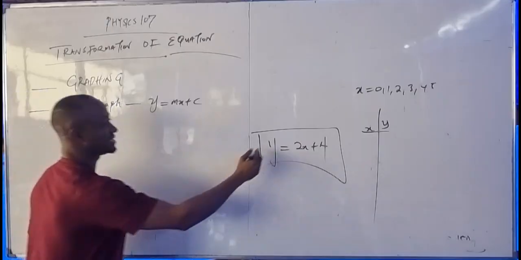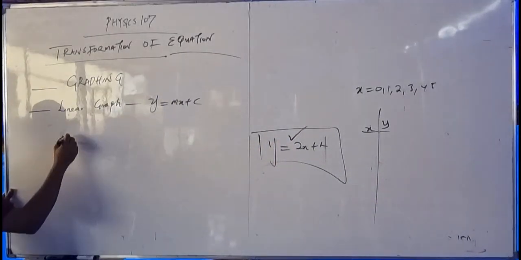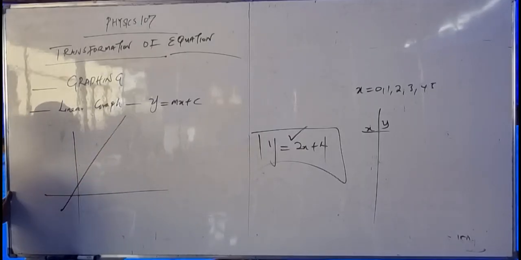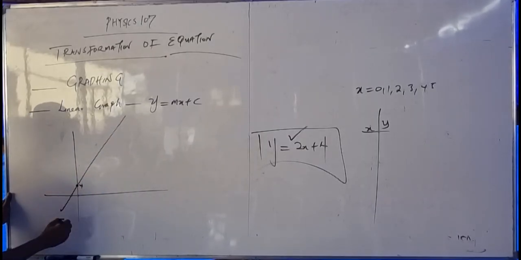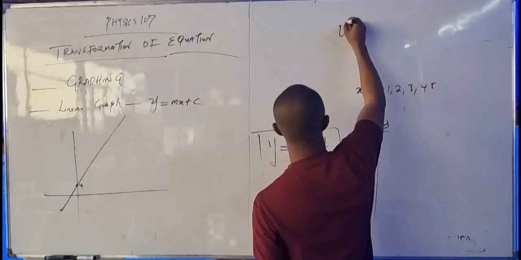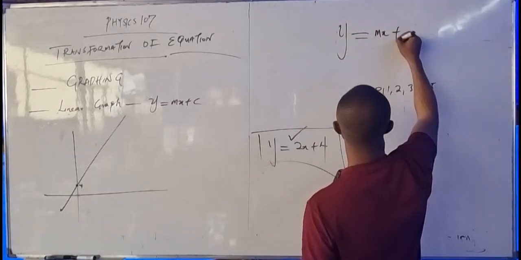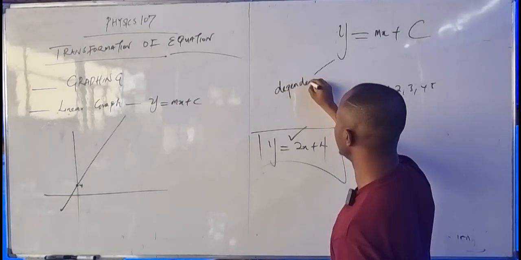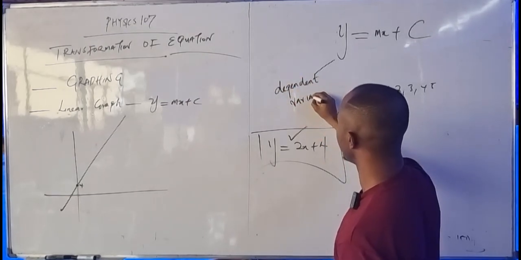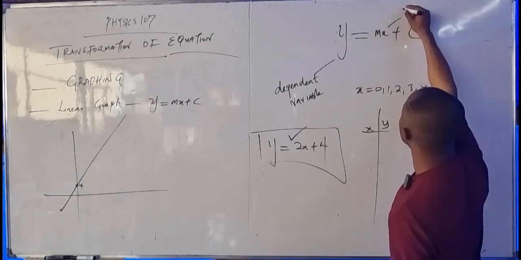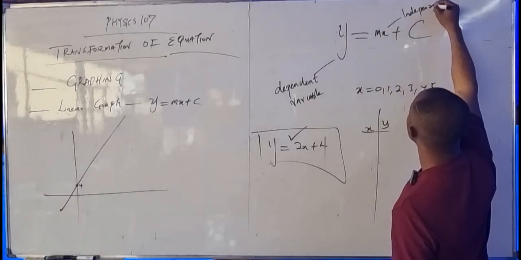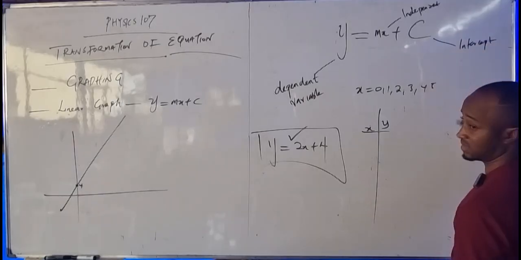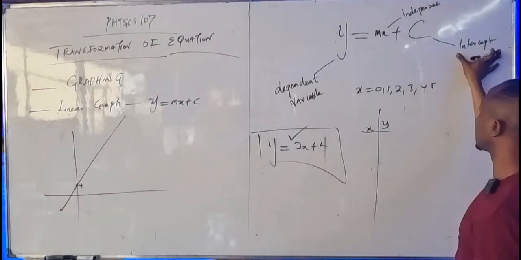When you plot a graph of this equation, your graph must be of this kind. The point here must be 4, because all linear graphs have y equals mx plus c. y represents the dependent variable, right? x represents the independent variable. c represents the intercept on the y-axis, right?